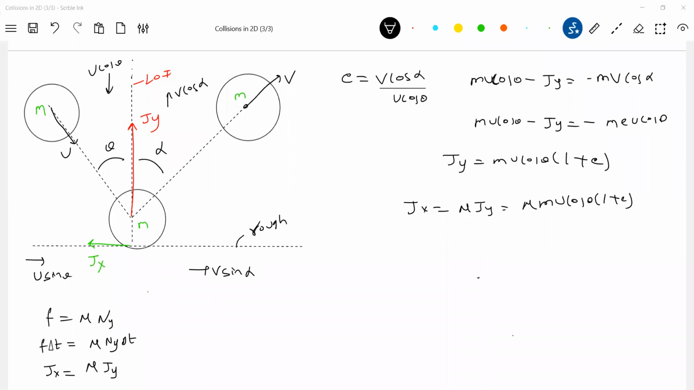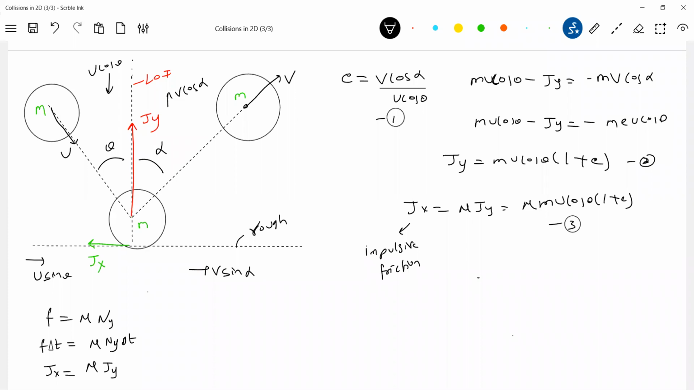Now look at this Jx. How to calculate that impulsive friction? Don't search for delta t, this information will not be given in all the numericals. From Jy, I can calculate from this equation, equation 1, equation 2. So from this, I'll get Jx, the impulsive friction.